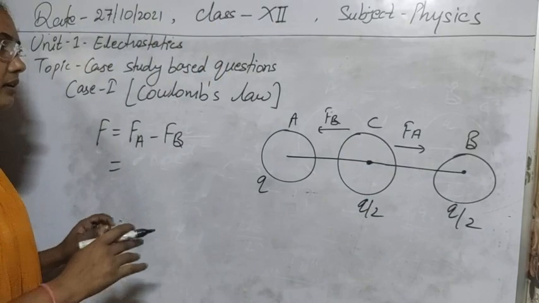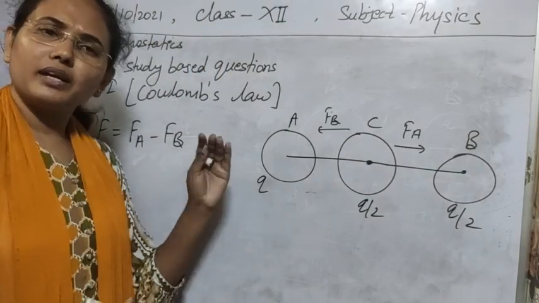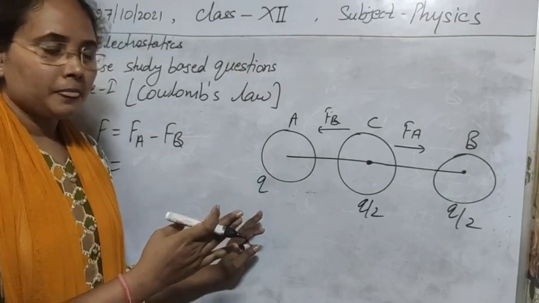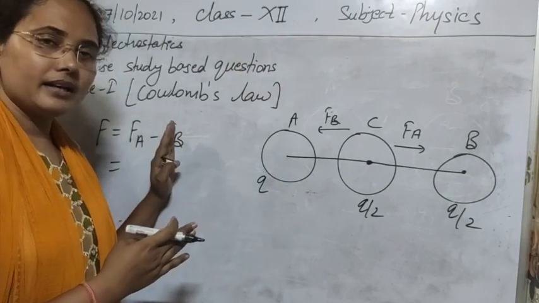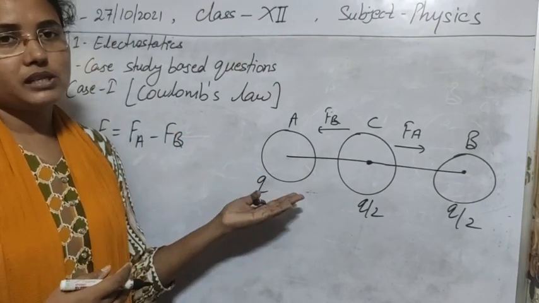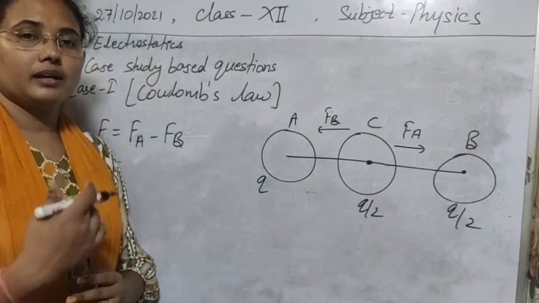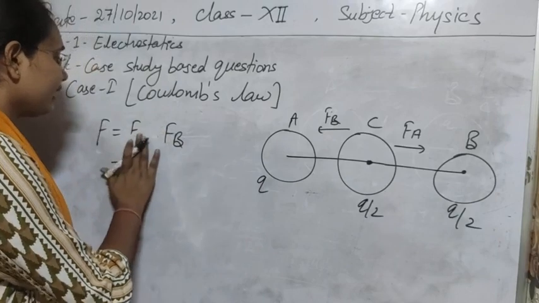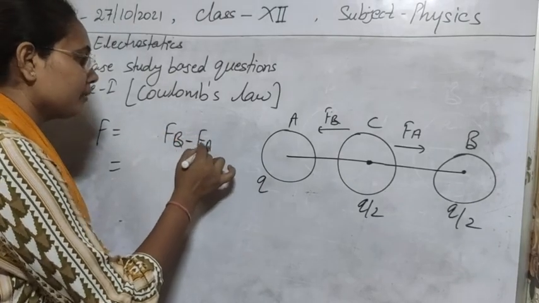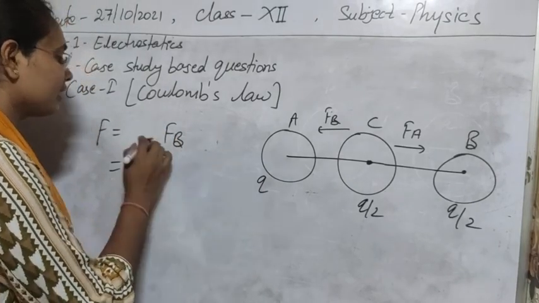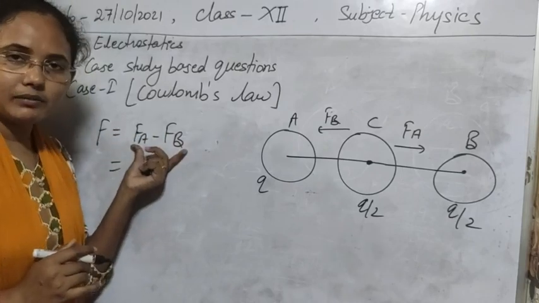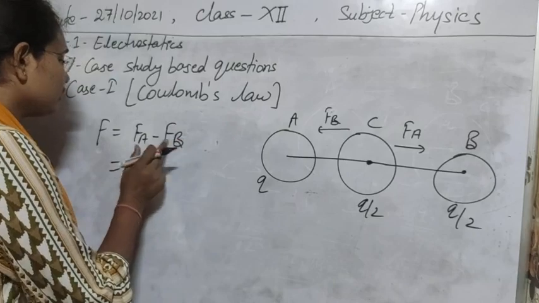If you can't understand, you can take any one. After the difference, if it is positive, it means FA is greater than FB. If it is negative, then obviously FB is greater. The result is the same: if you take FB minus FA it will be negative, and if you take FA minus FB it will be positive. In both cases it says FA is greater than FB. So let's find out its value now.